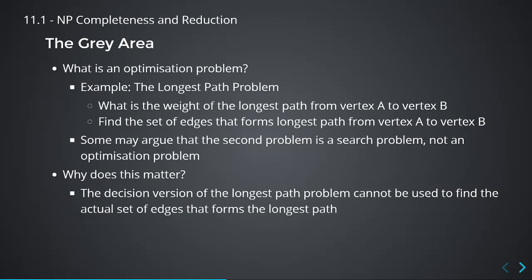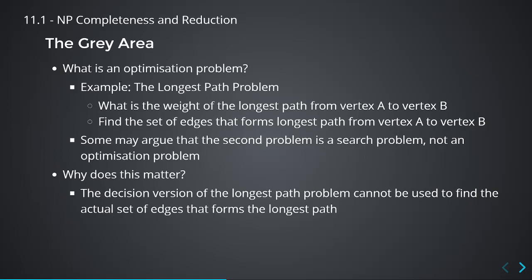All right, what is an optimization problem? For example, the longest path problem. What do I mean by optimization problem? Are you going to ask the weight of the longest path from vertex A to vertex B? Or are you actually going to ask me to find the set of the edges that make the longest path from A to B, right? Do you just need the weight, or do you also need the edges? So some may argue that the second problem is a search problem, not an optimization problem.